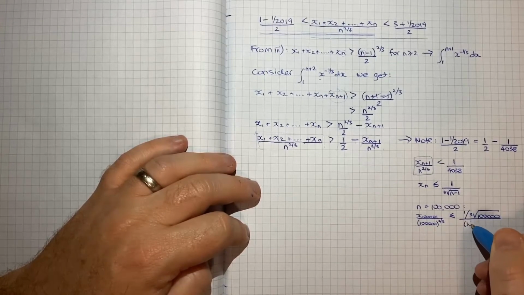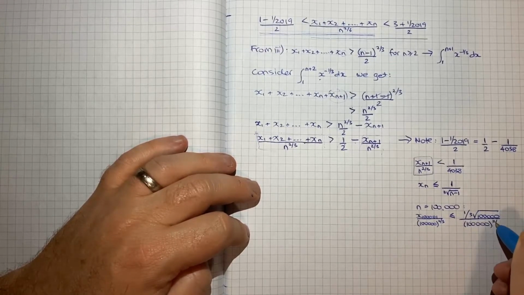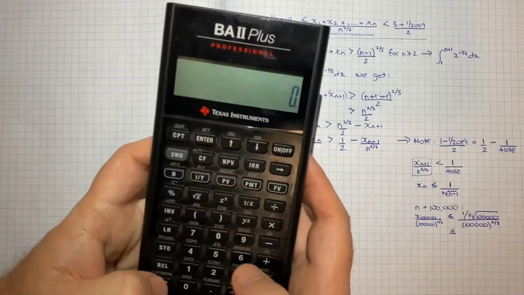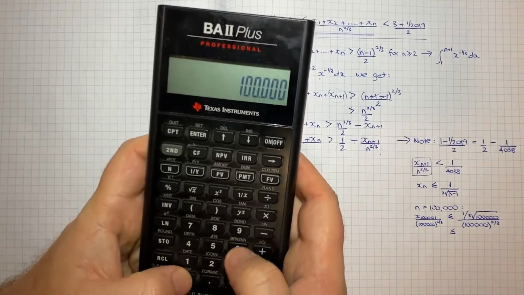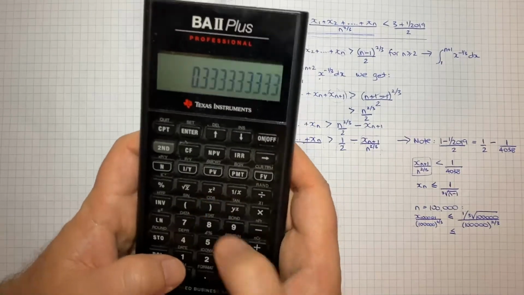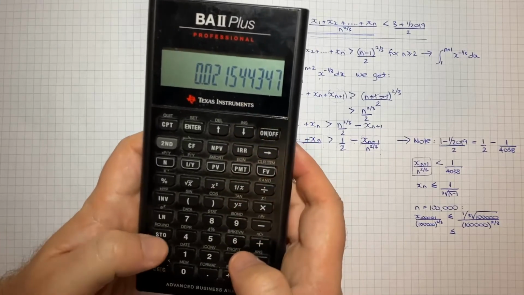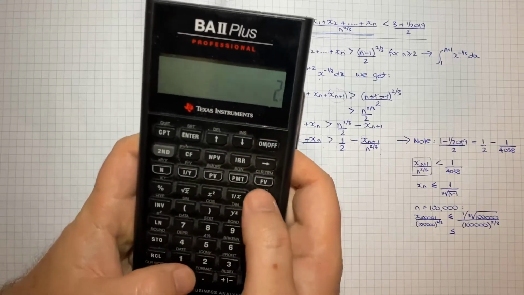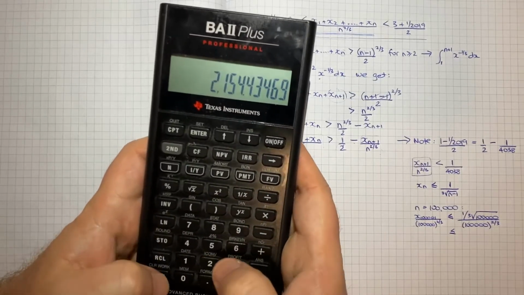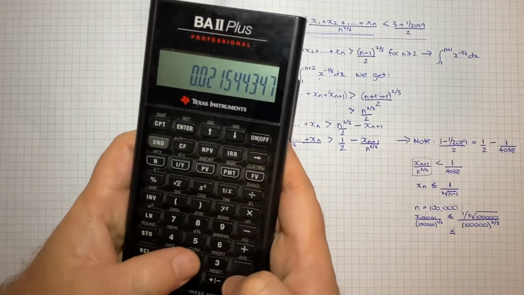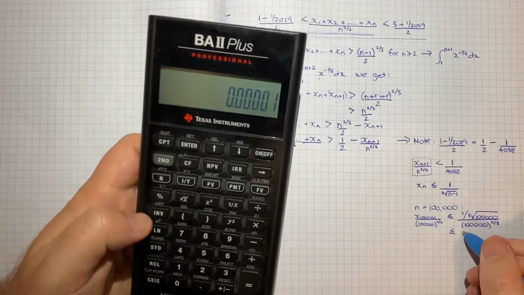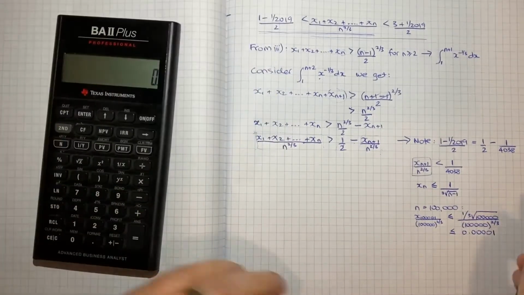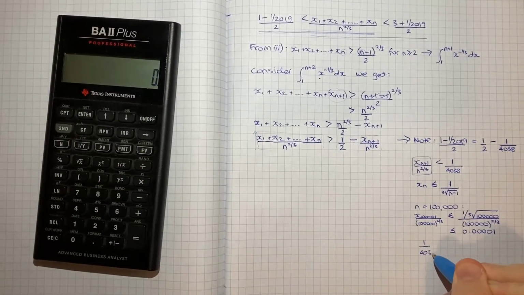Let's see what that gets us in our calculator. So I just go 100,000 to the power of 1 divided by 3. I'll take the inverse and I'll store that. And then 100,000 to the power of 2 divided by 3. I'll store that. The first result divided by the second result is equal to 0.00001. Now what's 1 on 4038?